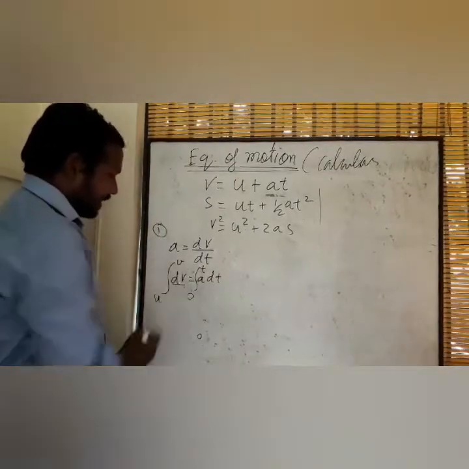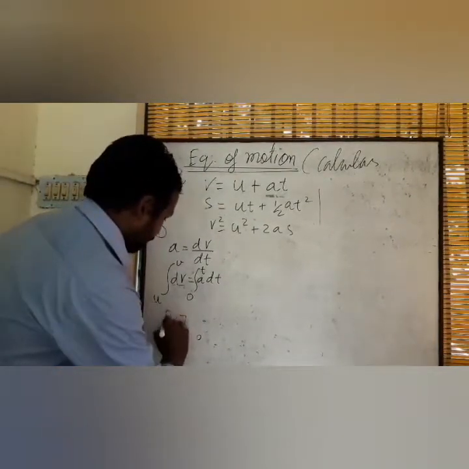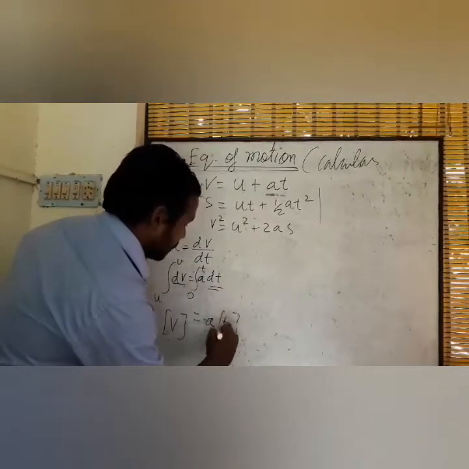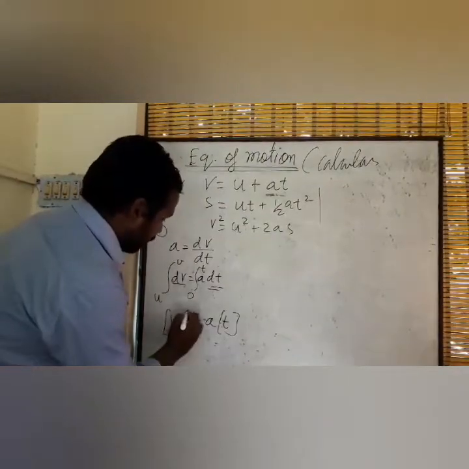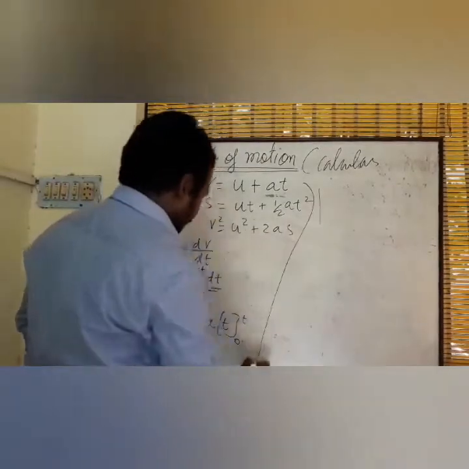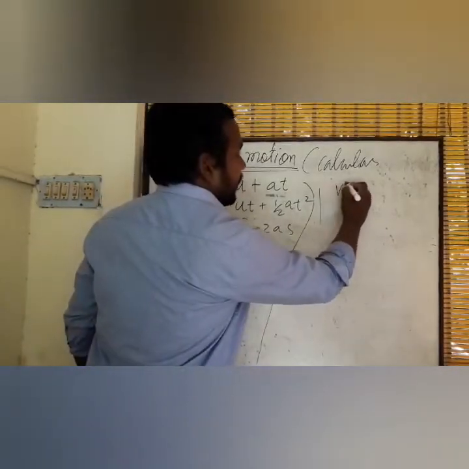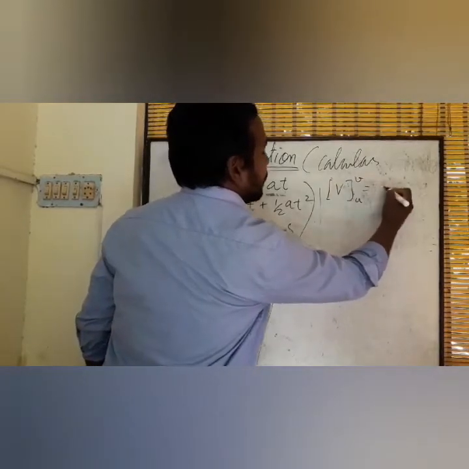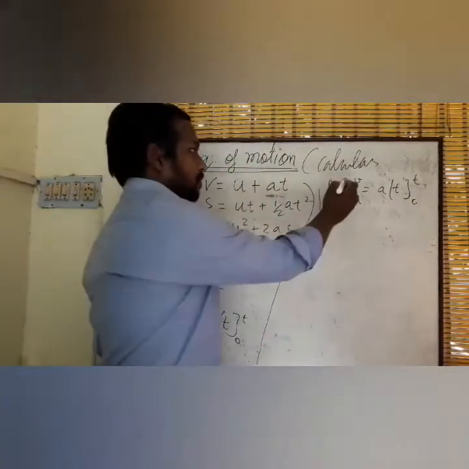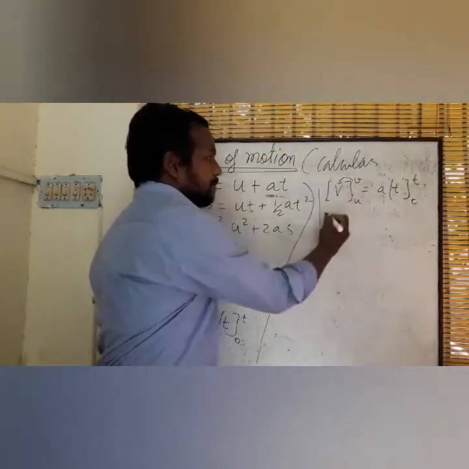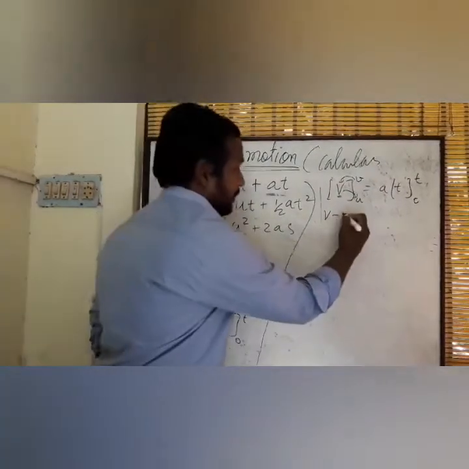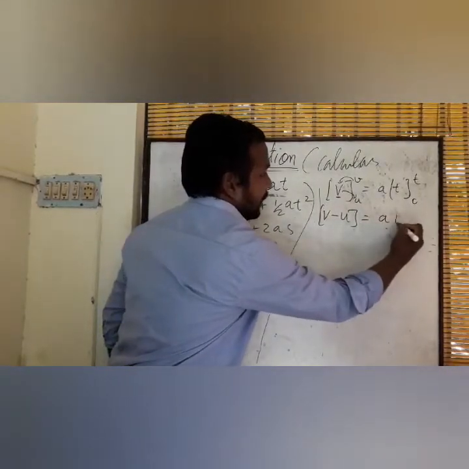As I said, integration of dv will be v, and integration of dt will be t, with a being constant here. The limits are u to v, from initial to final, and 0 to t, from starting time to final time. So the integral of dv from u to v is equal to a times the integral of dt from 0 to t. For the limit, we take the higher limit minus the lower limit: v minus u is equal to at.